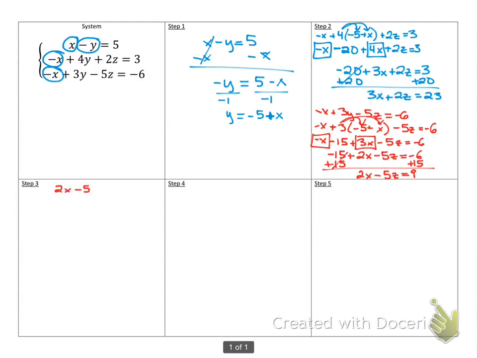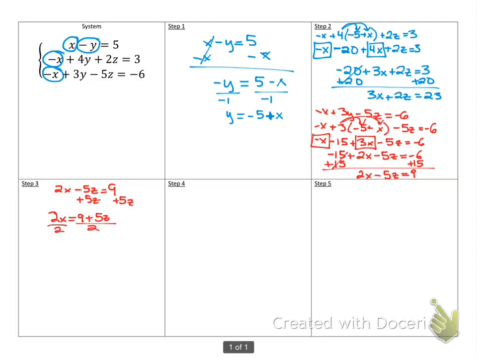2x minus 5z equals 9. And we need to solve for a variable. It doesn't matter which one, as long as you get it by itself. So I'm going to go ahead and solve for x. So add 5z. So that 2x equals 9 plus 5z. Divide by 2.